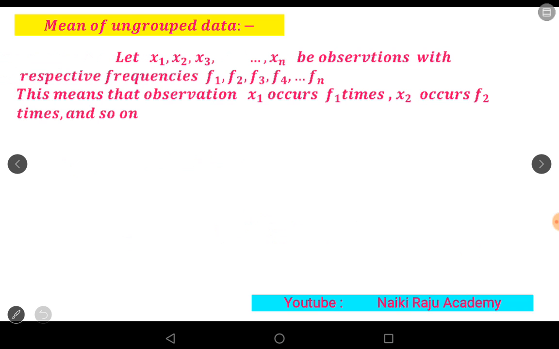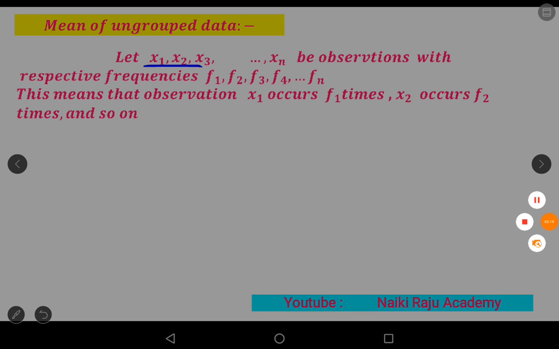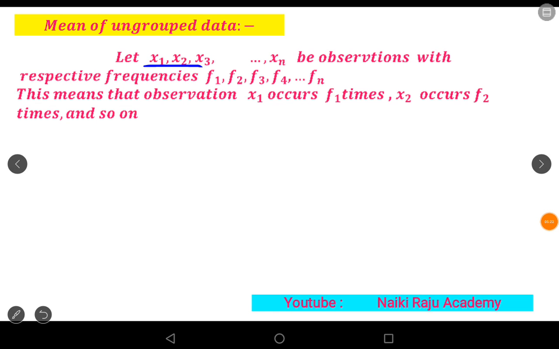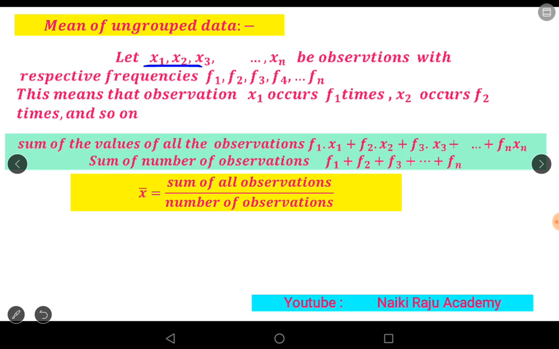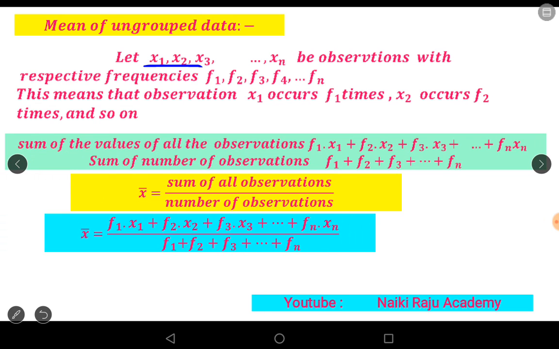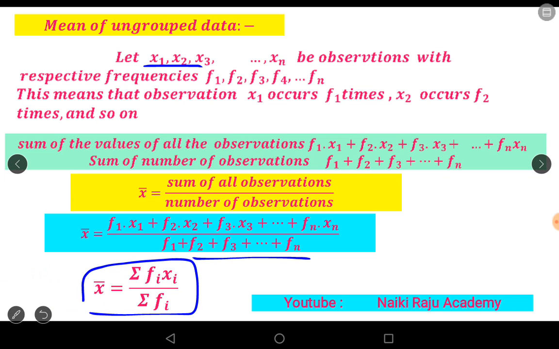Here observe the question on the screen. x1, x2, x3 and xn are the observations, and their corresponding frequencies are f1, f2, f3 and fn. So x bar equals the sum of all observations by the number of observations. The sum means f1 into x1 plus f2 into x2 plus f3 into x3, and so on up to fn into xn, divided by f1 plus f2 plus f3 and so on up to fn. Therefore x bar is equal to sigma fi xi by sigma fi. This is the mean formula for an ungrouped frequency distribution.